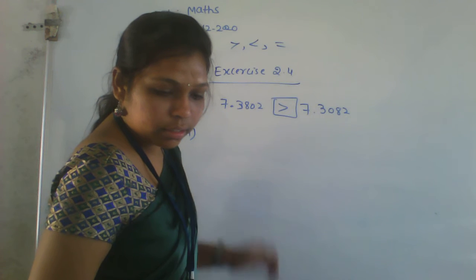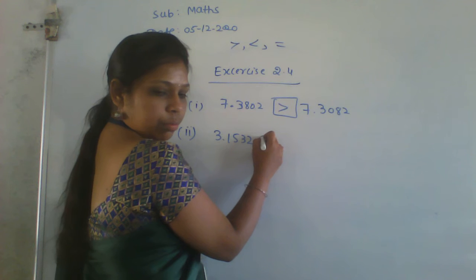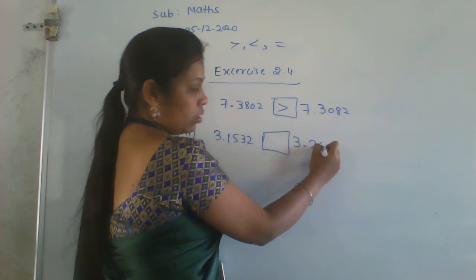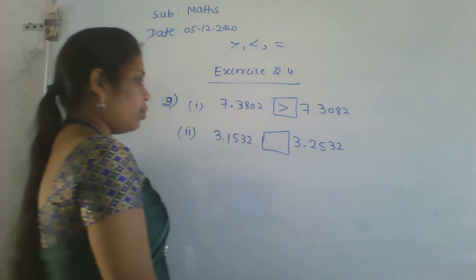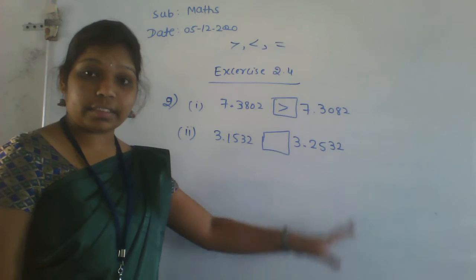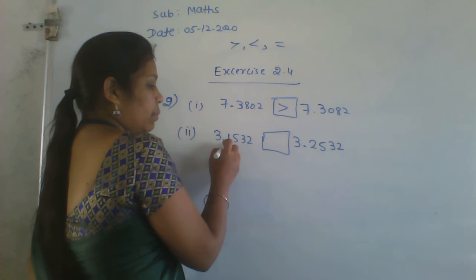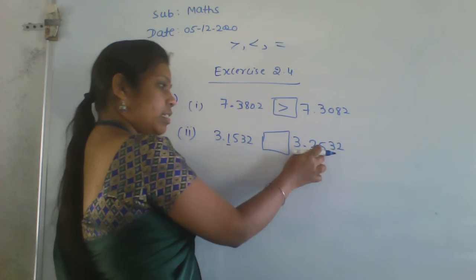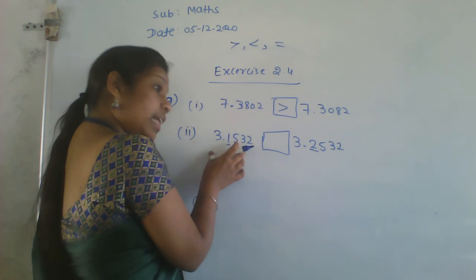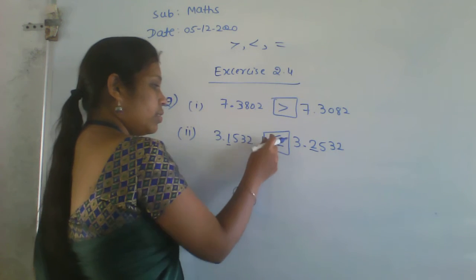Second one. 3.1532 and 3.2532. See here, observe, after the decimal point, here 1 is there, here 2 is there. This one is greater. This is a small number, right? This number is less than this number. This is smaller, so we have to use the less than symbol. This is a lesser than.